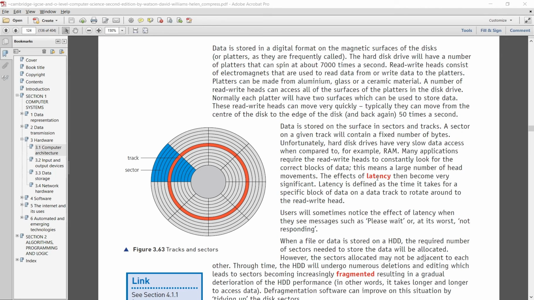By the way, what is latency actually? Latency is defined as the time it takes for a specific block of data on a data track to rotate and reach the read-write head. So this is what latency is.